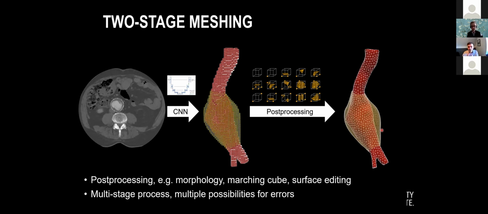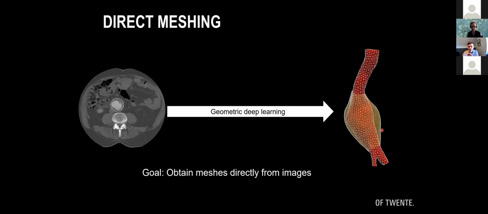This is a multi-stage process with multiple possibilities for errors, and a very interesting direction for graph neural networks and mesh convolutional neural networks in medical imaging is to see if you can directly obtain a mesh from the image without this intermediate step.